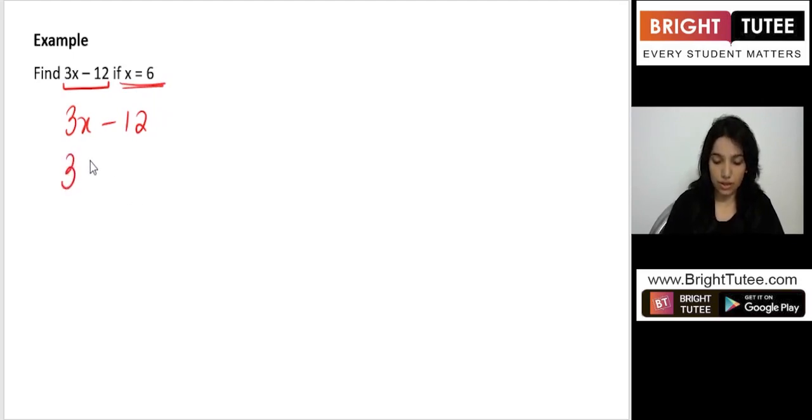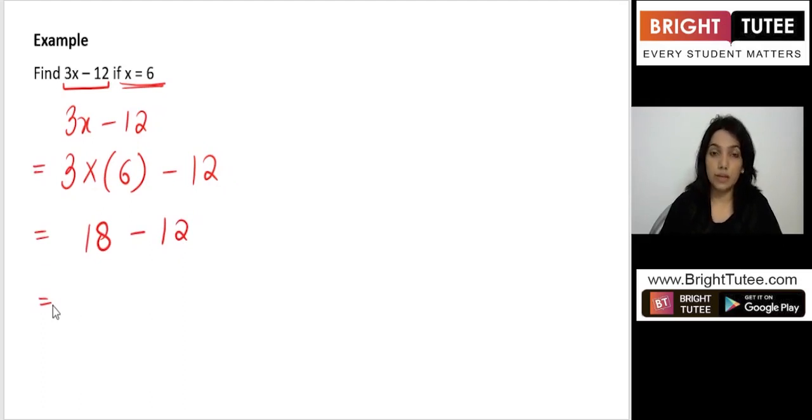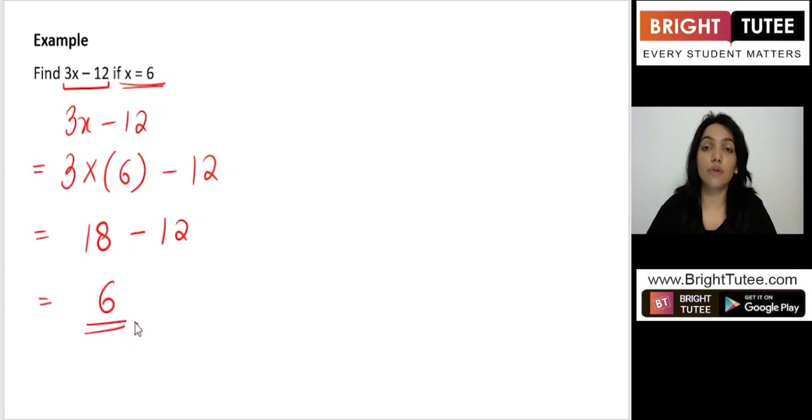So here, 3x minus 12, and we are keeping the value of x as 6. So instead of x, what do we write? We write 3 times 6 minus 12. What is 6 times 3? It is 18. And 18 take away 12 is what we need to do. So what is 18 take away 12? It is 6. So what is the answer that we have got after solving this expression? It is 6.